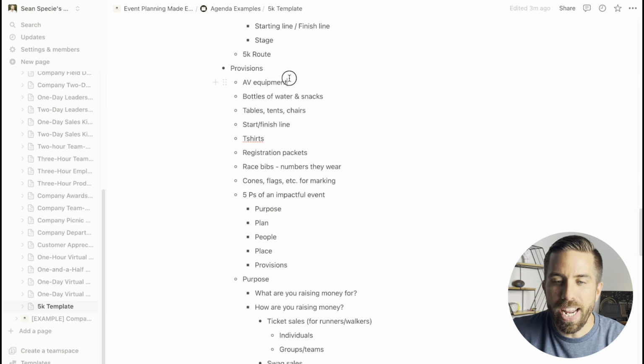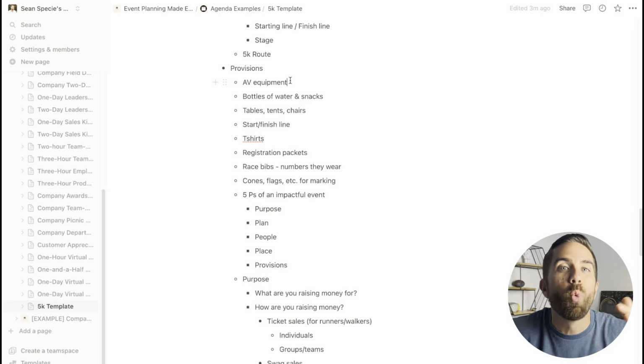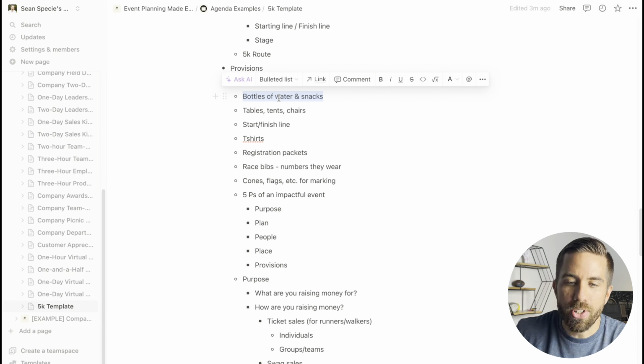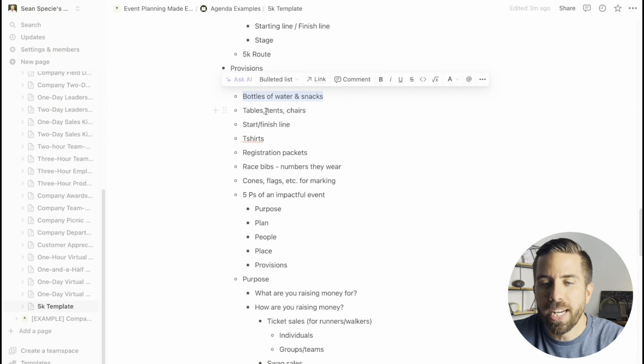So you need to have AV equipment. You have an AV vendor, that's someone who's involved, but you need to have what equipment? How many speakers do you need? How many systems do you need? How many microphones do you need? What types of microphones do you need? Then there's bottles of water and snacks. What do you need from there? Do you need to go buy it yourself or is someone bringing that?